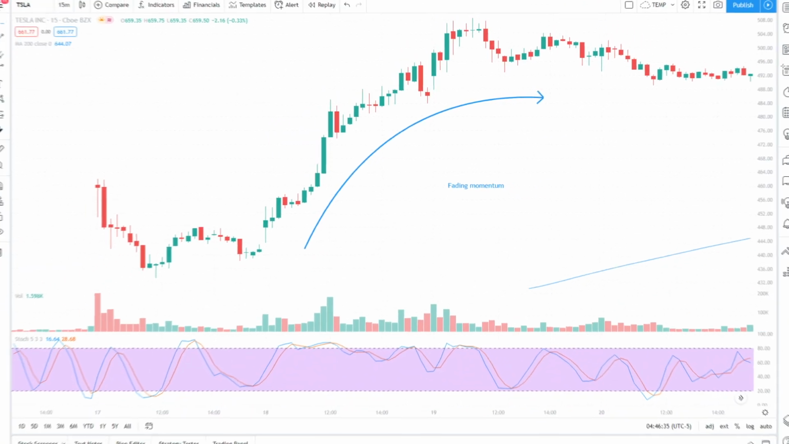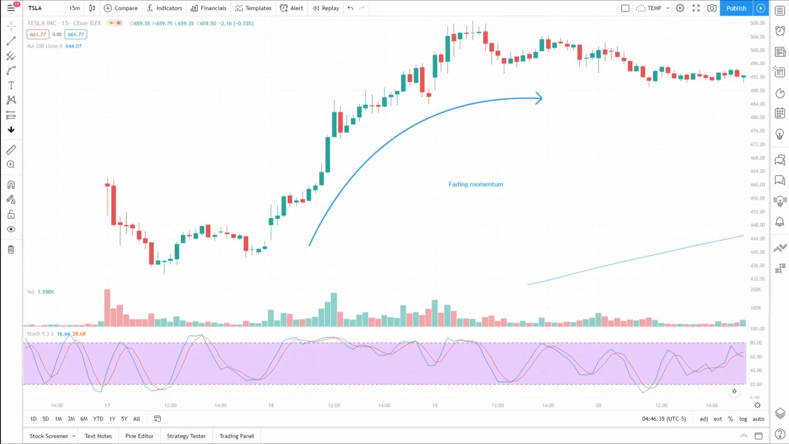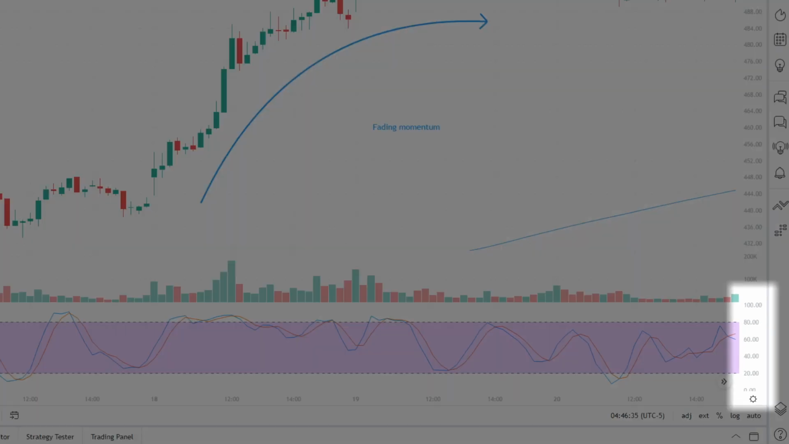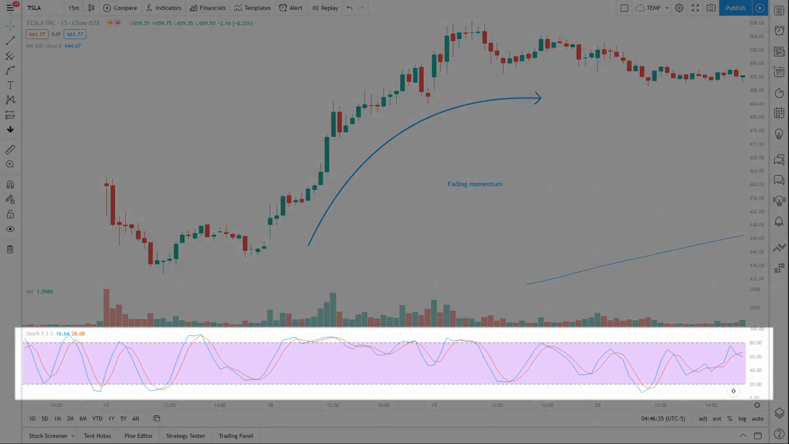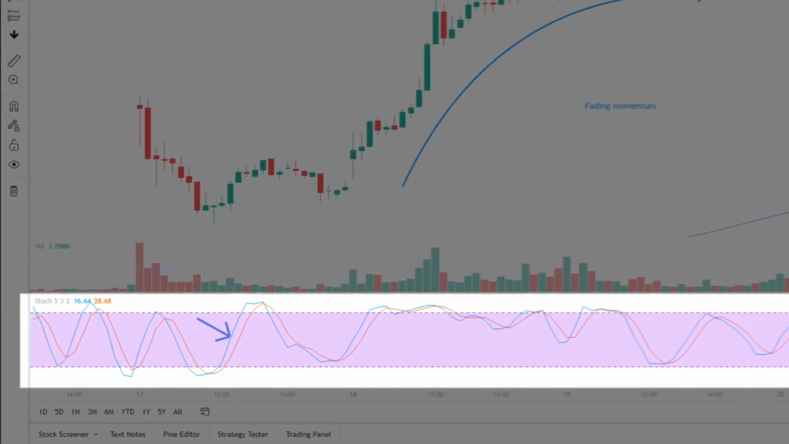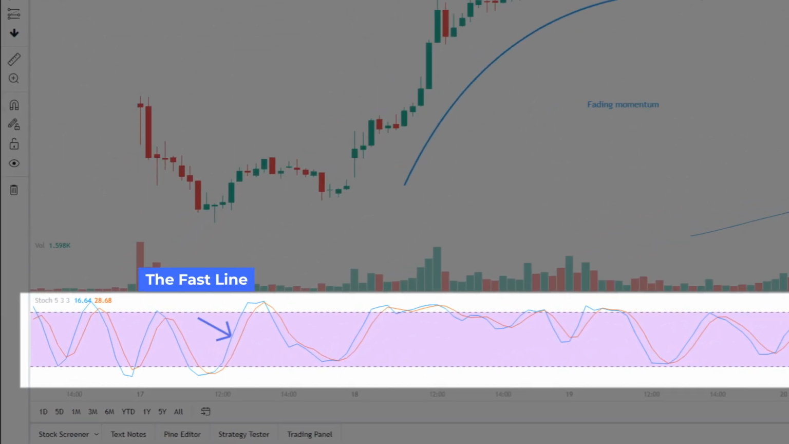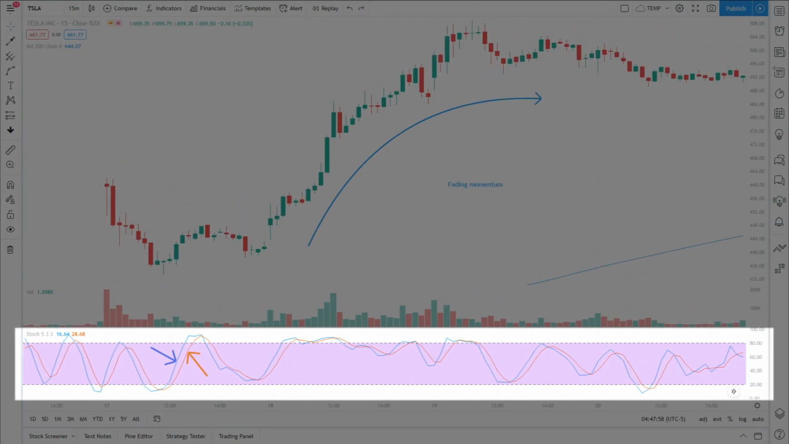The stochastic is an oscillating technical indicator, range-bound between values of 0 to 100. It is available on all reputable technical analysis charting platforms. This is what it looks like on a chart. This line is called the %K, also known as the fast line. This line is called the %D, referred to as the slow line. What it conveys is whether price is closing closer to the highs or the lows of its recent range over a set period of time.